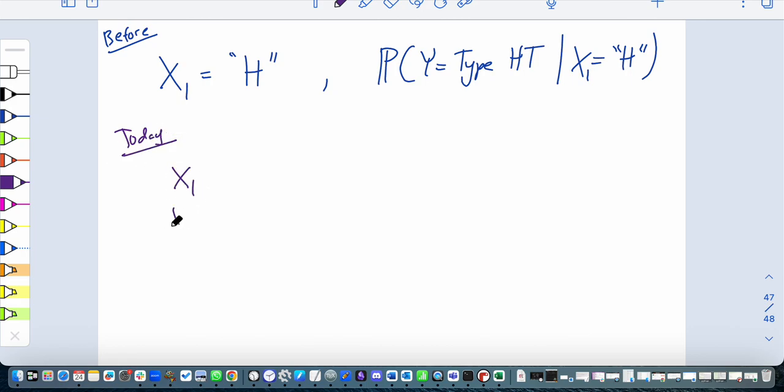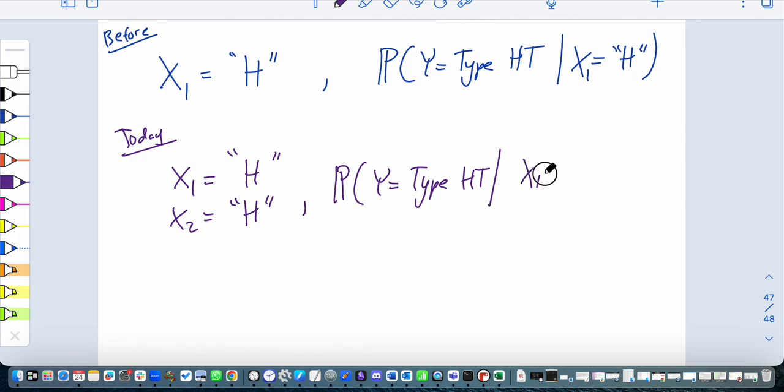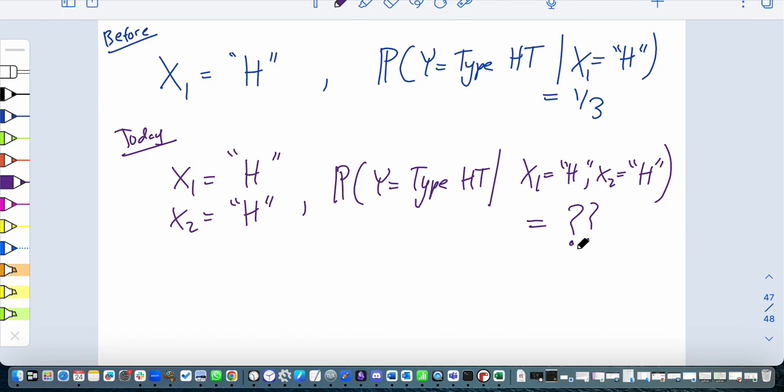We're flipping the coin twice. So instead of just flipping the coin once, you pick one coin out of the bag and you flip it twice, the same coin flipped twice, and you got heads both times. So we're asking, what is the probability that y equals type heads-tails given x1 is heads and x2 is heads? Okay, so this is the question. Last class, or several classes ago, the answer was 1/3, and this class, you have to figure out what it is. What is the probability it's the type heads-tails coin?